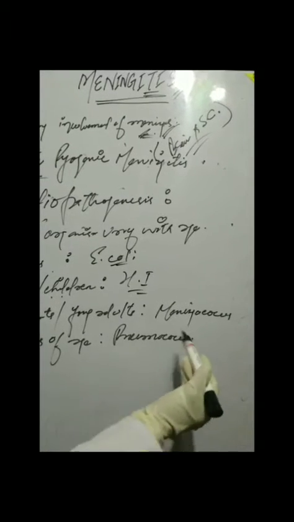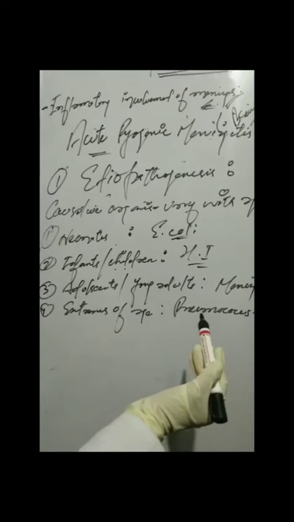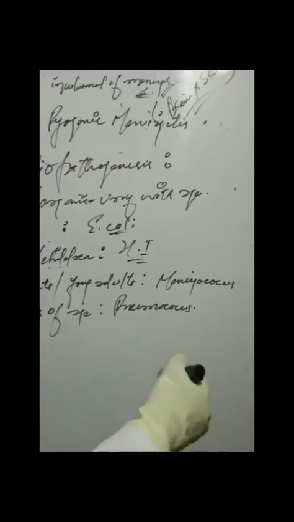In the neonates, the causative organism is E. coli, and in infants it's Haemophilus influenzae, and in adolescents and young adults it's Neisseria meningitidis, also known as meningococcus, and in the extremes of age it's Streptococcus pneumoniae, also called pneumococcus. So we will see now what are the routes of infection.